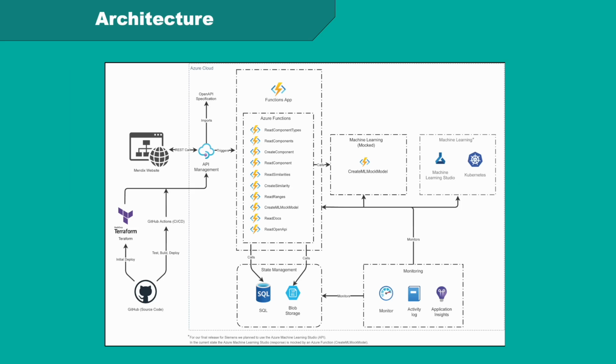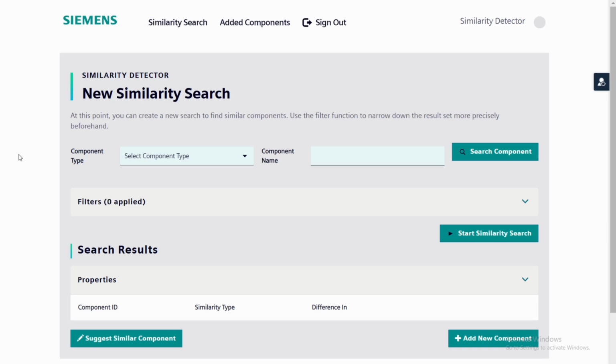Our Mendix website communicates with this REST API, which is defined in an open API specification. This REST API then triggers Azure function calls, which offer functionality for retrieving information about the components in the database, adding new components, comparing two components, and submitting feedback. The function calls have access to an SQL database containing the components and an Azure Machine Learning Studio instance hosting the model.